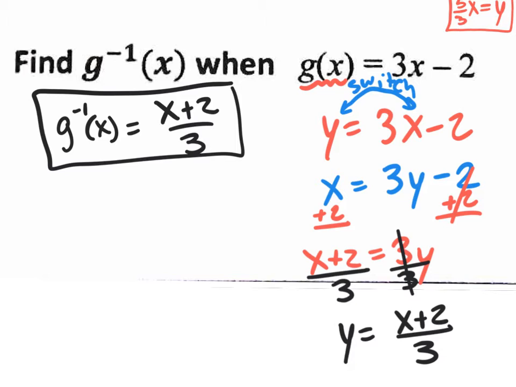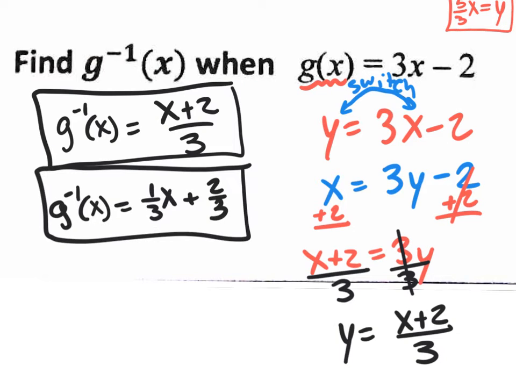Now, on your midterm exam or final exam, if for some reason you don't see that identical answer on your multiple choice, they might have taken the 3 and split it to the x and to the 2. So here's another perfectly acceptable answer. The inverse of g of x equals 1/3 x plus 2/3. Cool?